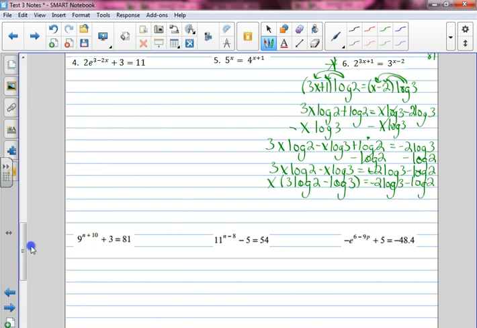Okay, now all you need to do to get x by itself is to divide by this big mess in parentheses. So that's what I'm going to do. So I'm dividing by 3 log of 2 minus the log of 3 on both sides.